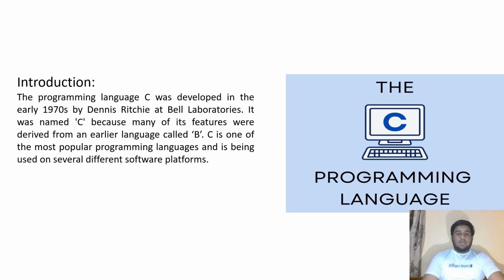Introduction. The programming language C was developed in the early 1970s by Dennis Ritchie at Bell Laboratories. It was named C because many of its features were derived from an earlier language called B. C is one of the most popular programming languages and is used on several different software platforms.